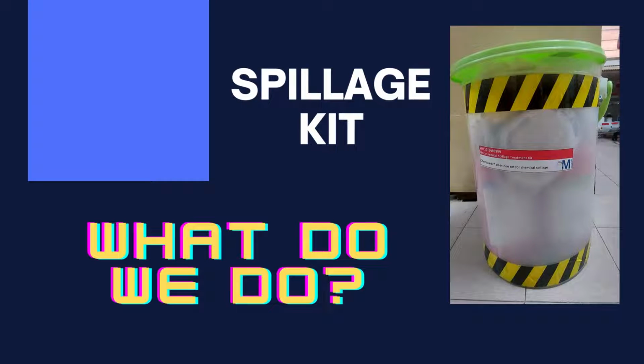Of course, we need the spillage kit. This is an example in the picture here. There's an example of a spillage kit which we keep in two places, which is in the store and also in manufacturing. Meaning that any units that keep chemicals will have this spillage kit just in case there's spillage. This spillage kit is only for small spills, which is spillage of less than 5 liters.